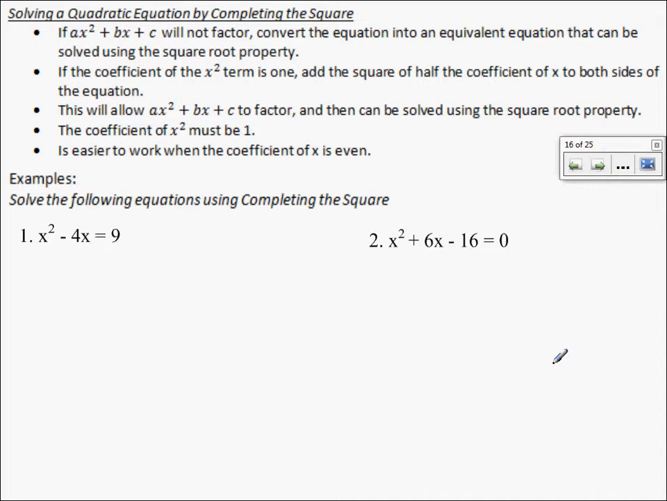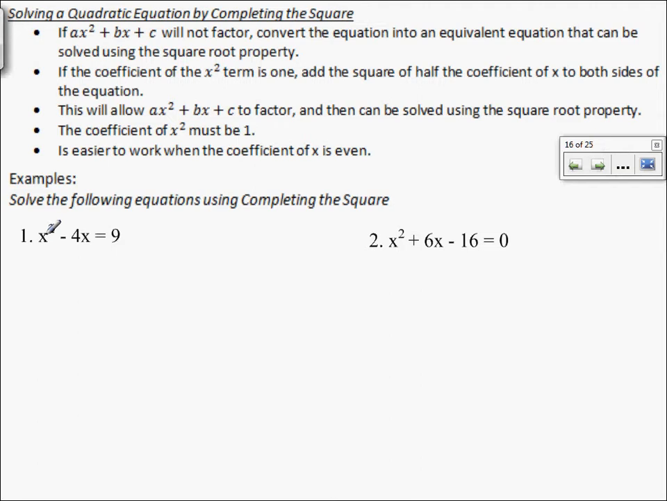If the coefficient of the x squared term is 1, add the square of half the coefficient of x to both sides of the equation. This will allow ax squared plus bx plus c to factor and then can be solved using the square root property. The coefficient of x squared must be 1. It is easier to work when the coefficient of x is even. When it is even, it is best to work with. So let's just go through and try to understand what this is talking about.